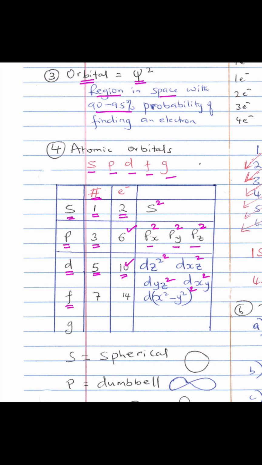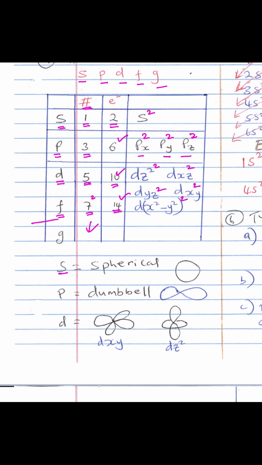The f orbital has 7 degenerate orbitals. Each of them can be occupied by a maximum of 2 electrons, and that gives you a total of 14 electrons. And we can continue, but we'll stop there for now. The shape of the s orbital is spherical. It's like a ball. It's a sphere.